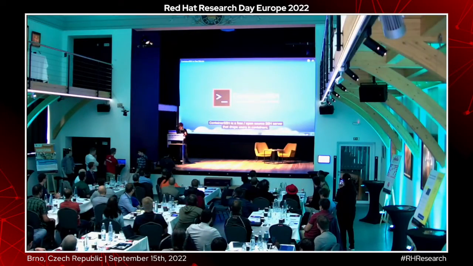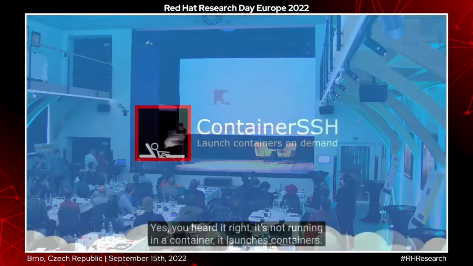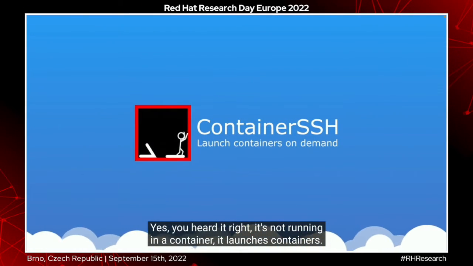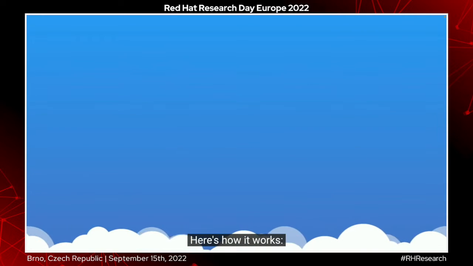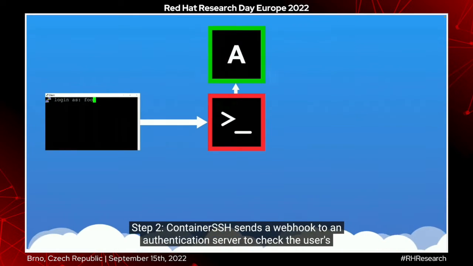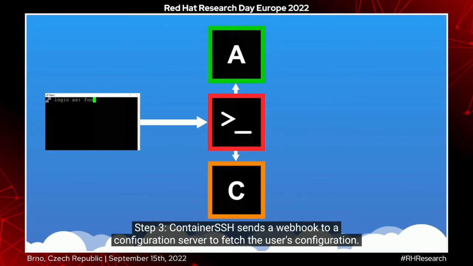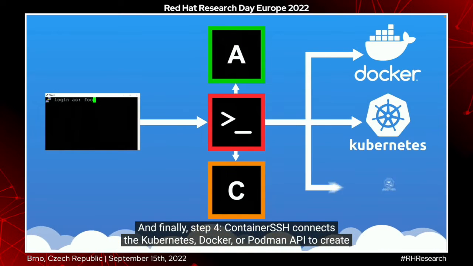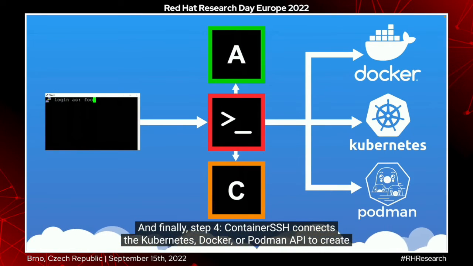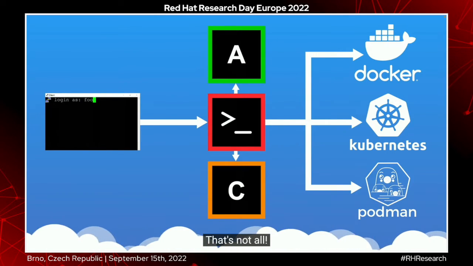ContainerSSH is a free open source SSH server that drops users in containers. Wait, what? Yes, you heard it right. It's not running in a container, it launches containers. Here's how it works. Step 1, the user connects ContainerSSH with their regular SSH client. Step 2, ContainerSSH sends a webhook to an authentication server to check the user's credentials. Step 3, ContainerSSH sends a webhook to the configuration server to fetch the user's configuration. And finally, Step 4, ContainerSSH connects the Kubernetes, Docker or Podman API to create a container and connects it with the SSH connection.